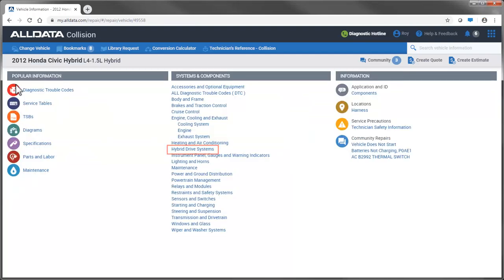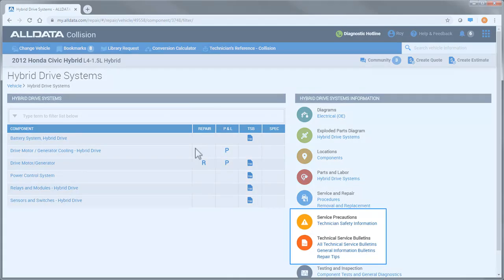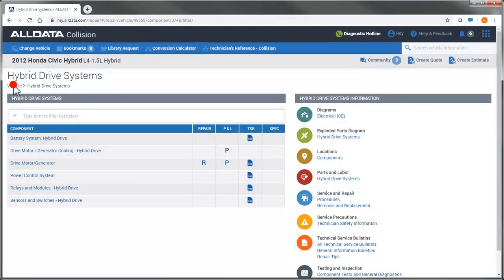Hybrid drive systems present a complex and specialized area of collision repair that needs special attention. Of particular note in this area are technical service bulletins and service precautions. These information categories are available for the overall system as well as the subsystems and components where applicable.